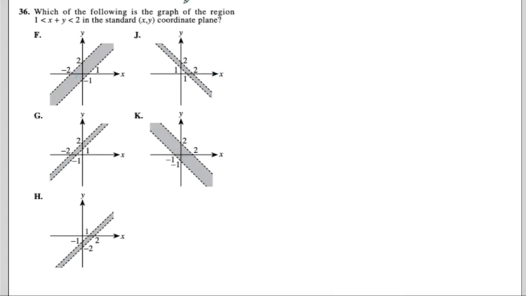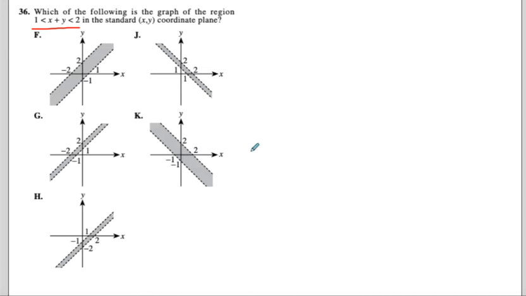It's number 36, and it says, which of the following is the graph of the region 1 is less than x plus y is less than 2 in the standard coordinate plane? Well, first of all, I think this part is really interesting because it brings up a concept that you've learned in Algebra 1 and Algebra 2. That's a compound inequality.